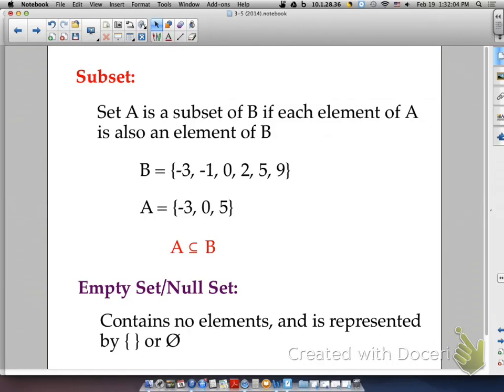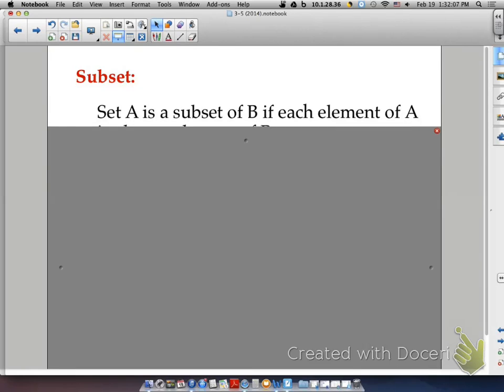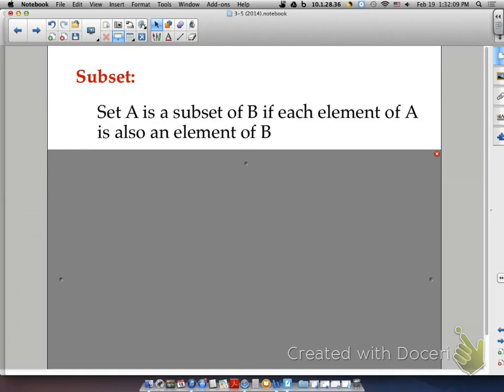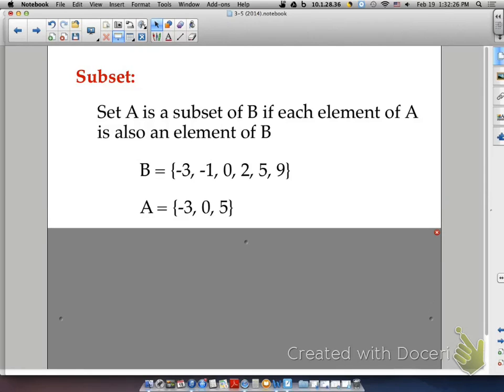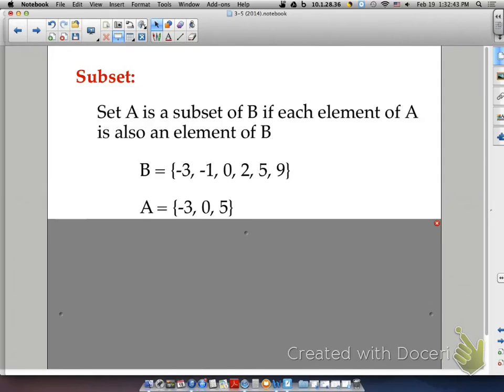We started talking about this on the first page. Set A is considered to be a subset of B if each element of A is also an element of B. So here's an example. I have B and I've given you some random values: negative 3, negative 1, 0, 2, 5, and 9. And if I have A, which is negative 3, 0, 5, is A a subset of B? Yes, because every element in A is part of set B. So if there was the number 4 in A, then it would not be a subset.